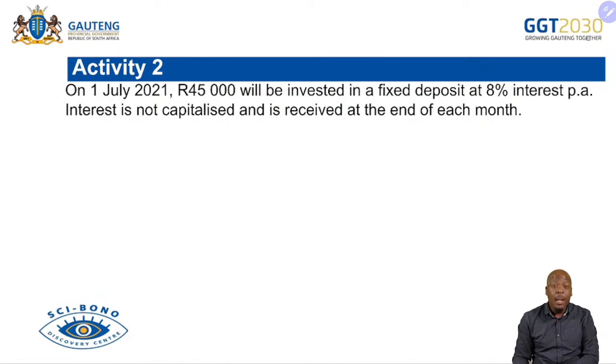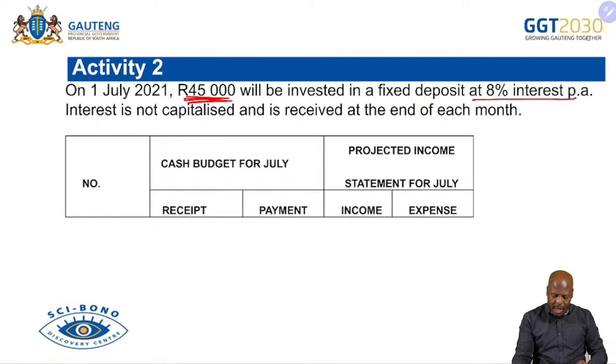It says, on the 1st of July, the year 2021, 45,000 will be invested in a fixed deposit. So already we're talking about an investment here. In a fixed deposit at 8% interest per annum. Interest is not capitalized and is received at the end of each month. Let's see what they are giving me. So it means I have two things here. Number one, I have an investment which I have made.